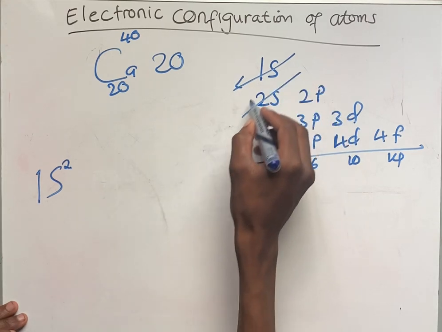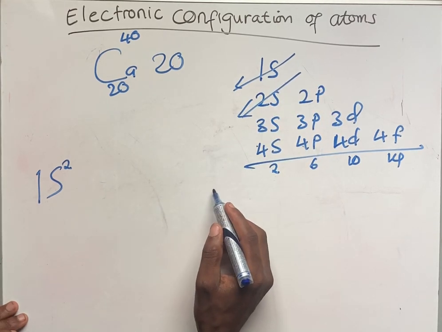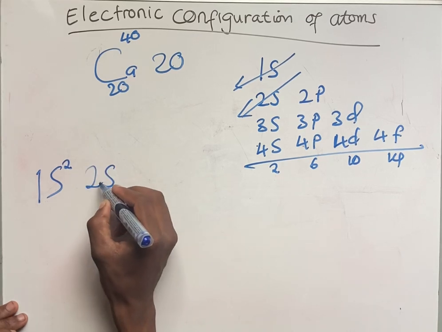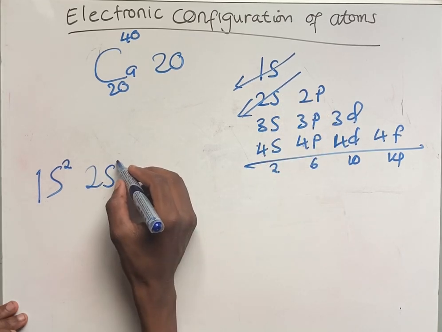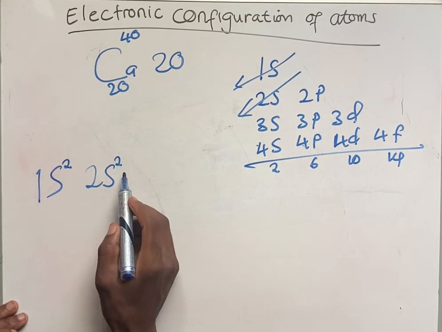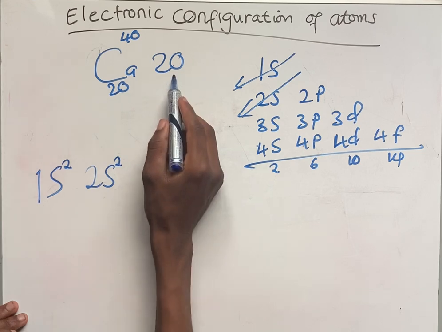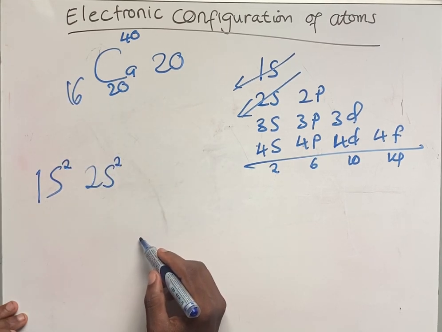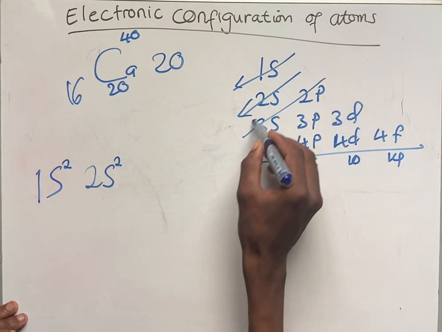Then we go to this one here, the 2s orbital. Remember, the s orbitals can only accommodate 2 electrons. So we also write 2. 2 plus 2, we have 4. Out of 20, we remain with 16. Okay, we move on.